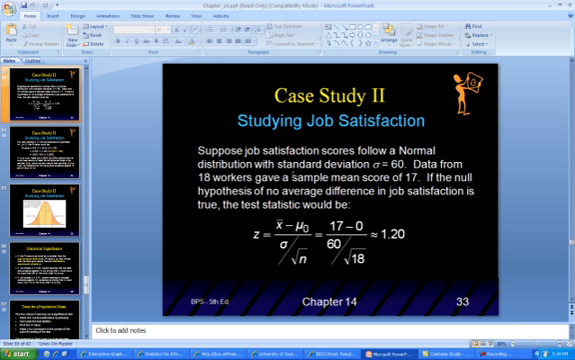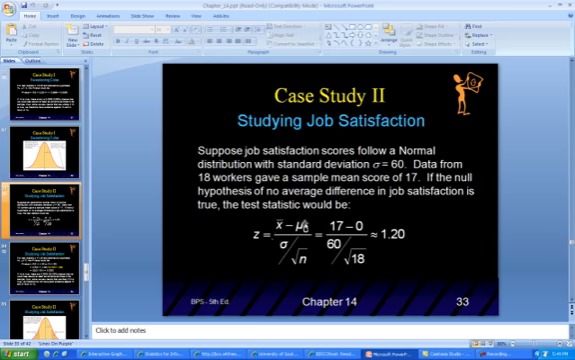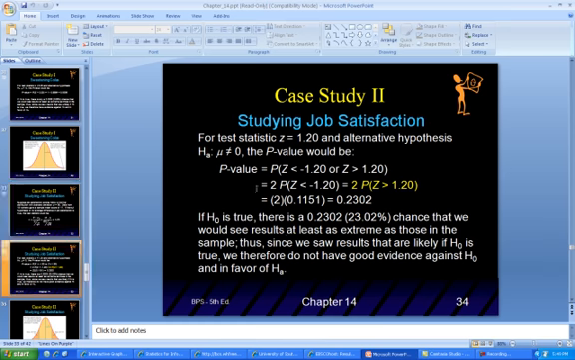Case 2, studying job satisfaction. Suppose job satisfaction scores follow a normal distribution with a standard deviation of sigma equals 60. We have data from 18 workers, which gave a sample mean score of 17. If the null hypothesis of no average difference in job satisfaction is true, the test statistic would be, now this equation should be familiar, it looks just like this one over here. Okay, we found the z over here. So this z is found, and we get 0.120.